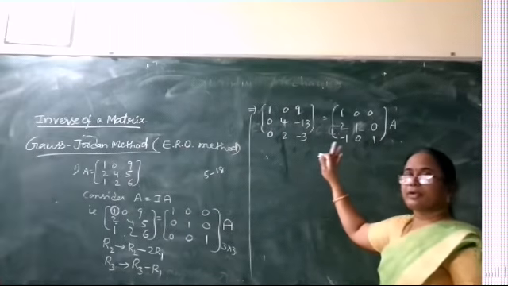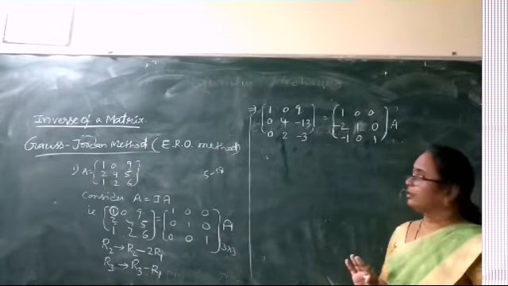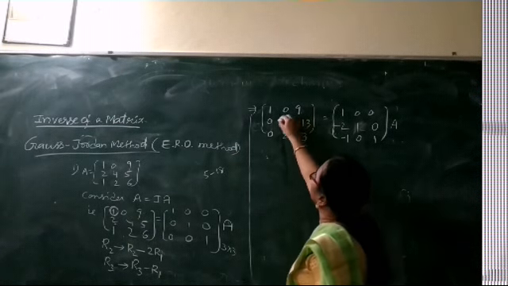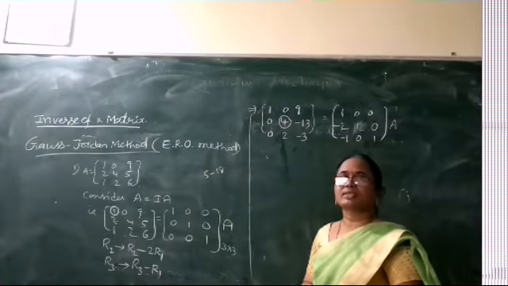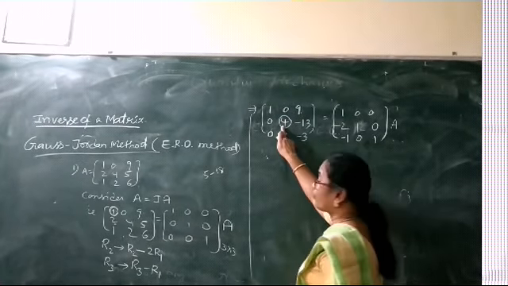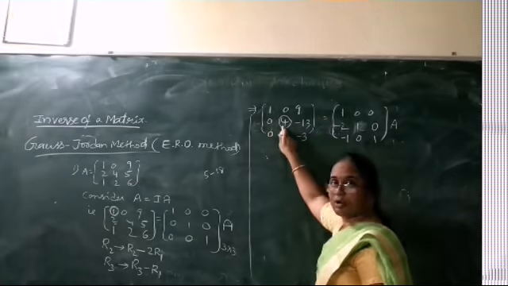This is our first round of the method. Now we concentrate and focus on the second pivot, that is our second diagonal element. It is 4. So what are we going to do now?